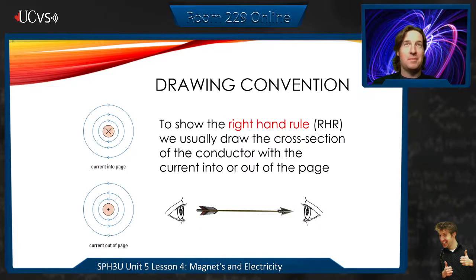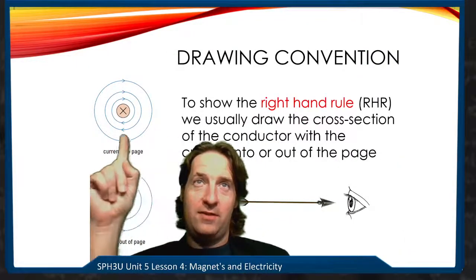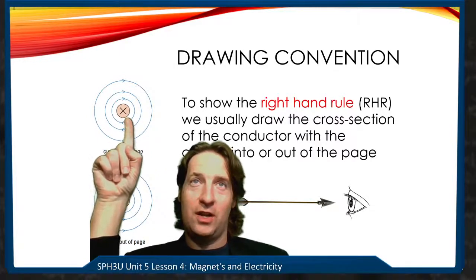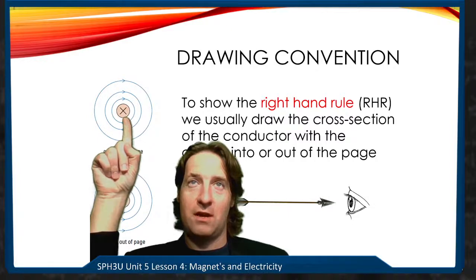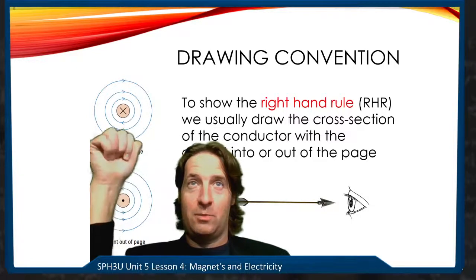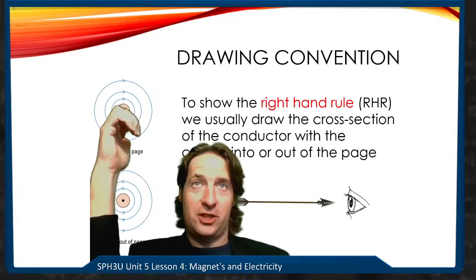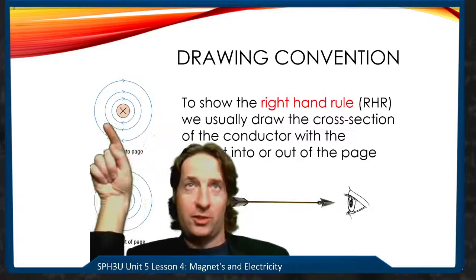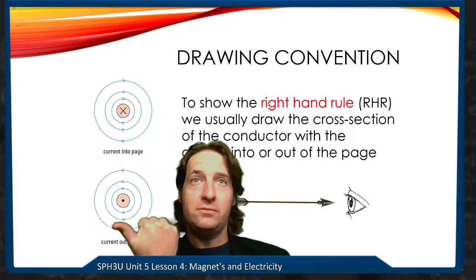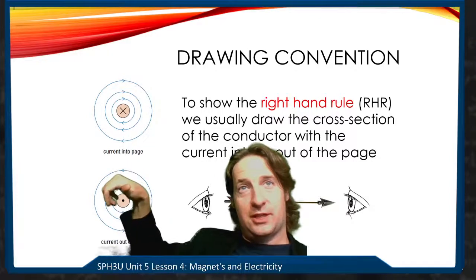To make our lives easier, since we're on a page, to show stuff going in and out, we have a drawing convention to help us understand this. So using the right-hand rule, this X here represents the current, this circle here is the cross-section of a wire, let's say. And the current right now is going into your screen. So my thumb is going to go into the screen, and my fingers are going to close in this direction. So it's going to go around and around according to the right-hand rule. If now it's going to come out of the screen, my thumb is going to point out of the screen, and my fingers will close in this direction for the right-hand rule.